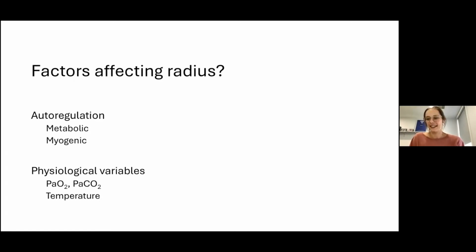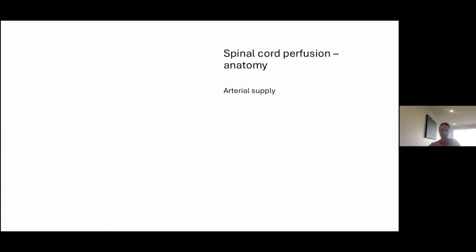So next question, can you tell me about the arterial supply to the spinal cord?